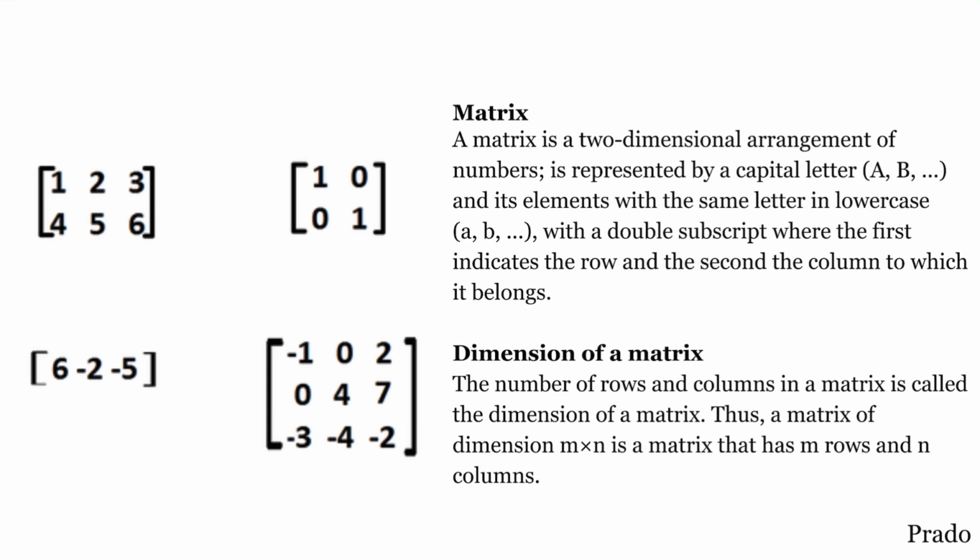First, we need to understand what a matrix is. A matrix is a two-dimensional arrangement of numbers. It is represented by a capital letter, A and B, and its elements with the same letter in lowercase, a and b, with a double subscript where the first indicates the row and the second the column to which it belongs. The number of rows and columns in a matrix is called the dimension of a matrix. Thus, a matrix of dimension m times n is a matrix that has m rows and n columns.